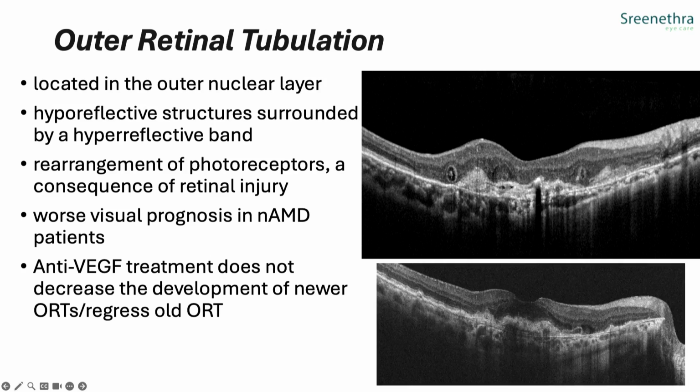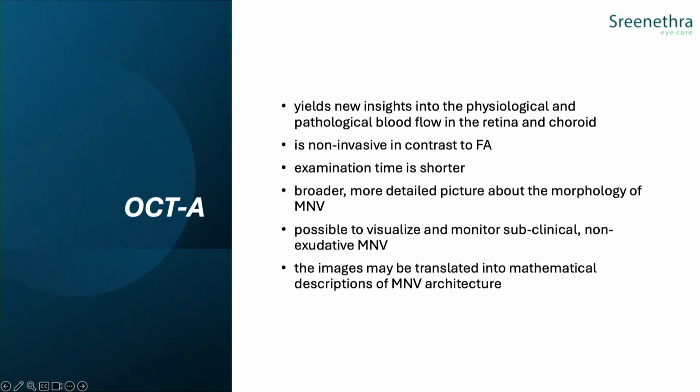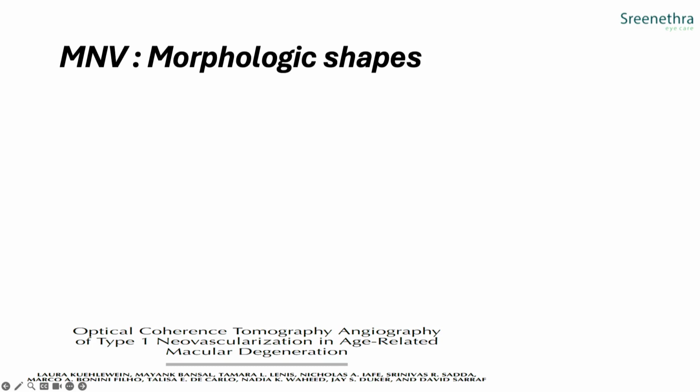Coming to OCTA, it yields new insights into the physiological and pathological blood flow of the retina and the choroid. It's non-invasive, the examination time is short, and it provides a broader and more detailed picture about the morphology. It's possible to visualize and monitor subclinical non-exudative MNV as we saw in the first case, and these images can actually be translated into mathematical descriptions.